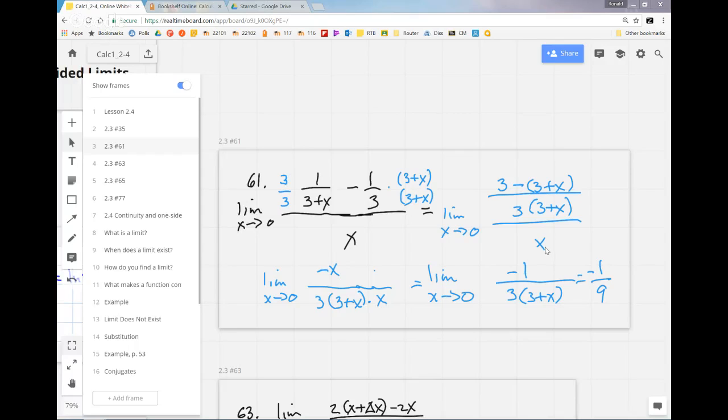All right. So the numerator, welcome, Maria. The numerator, you can simplify: you're subtracting 3 and you're subtracting x.